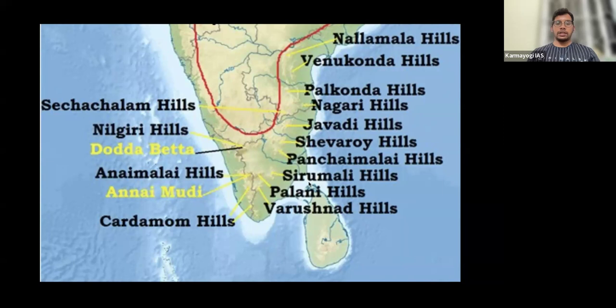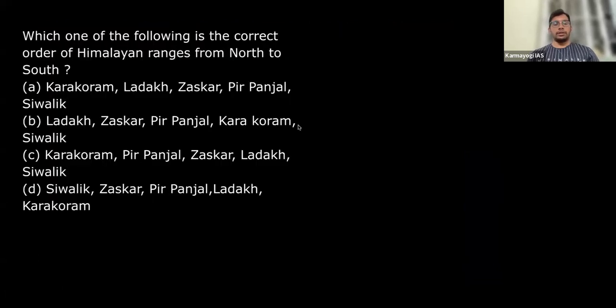Sirumalai Hills, and then parallel to it we have Arnamalai Hills, and then Palani Hills, then Varsunad Hills and Cardamom Hills. So this you can remember as a set, right? These are the southern hills you have to remember. These are very important. Next, we have the hills related to the northern side, that is Himalayas.